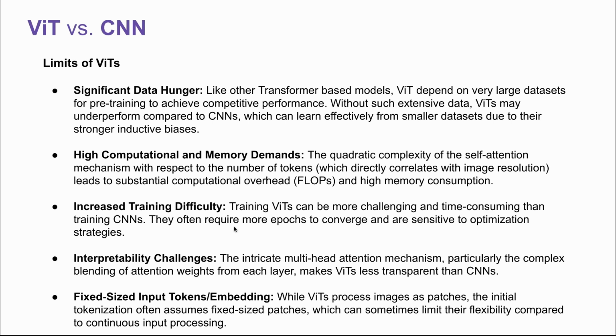Next one, training ViT can be more challenging and time-consuming than training CNNs. They often require more epochs to converge and are sensitive to optimization strategies. Also, similar to LLMs, it's hard to interpret ViT. The intricate multi-head attention mechanism, particularly the complex blending of attention weights from each layer, makes ViT less transparent than CNNs. The last one is about the fixed size input tokens and embeddings. While ViT processes images as patches, the initial tokenization often assumes fixed size patches, which can sometimes limit their flexibility.